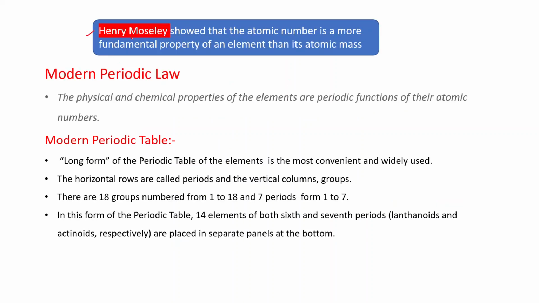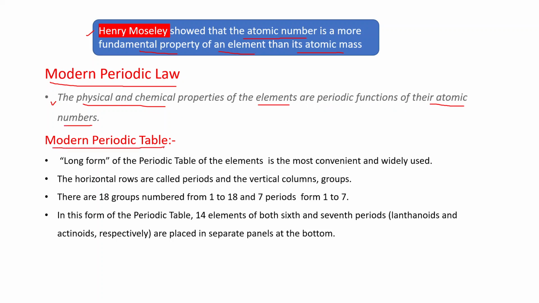Henry Moseley showed that the atomic number is a more fundamental property of an element than its atomic mass, and according to it the modern periodic law is given. This is the statement of the modern periodic law: the physical and chemical properties of the elements are a periodic function of their atomic numbers.